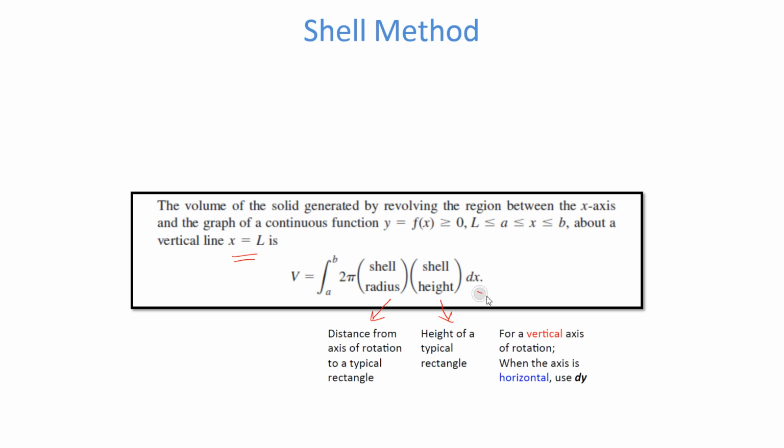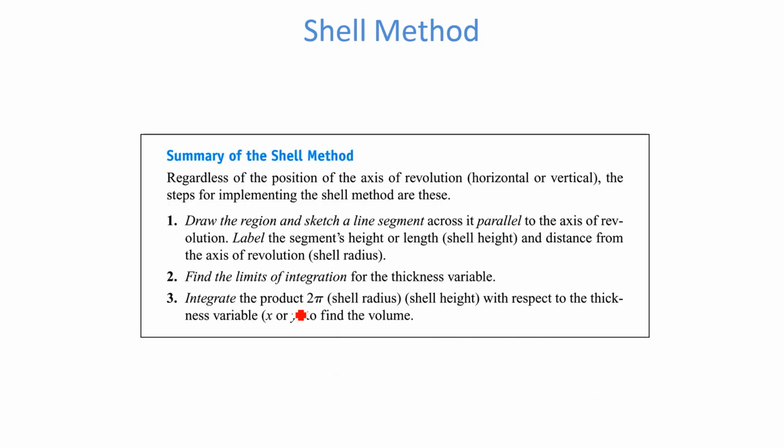In order to have rotation about a vertical axis, we will have dx here, and when the axis is horizontal, we have to use dy. So, the summary of the shell method. Regardless of the position of the axis of revolution, whether it is horizontal or vertical, the steps for implementing the shell method are the same, and they are as follows.